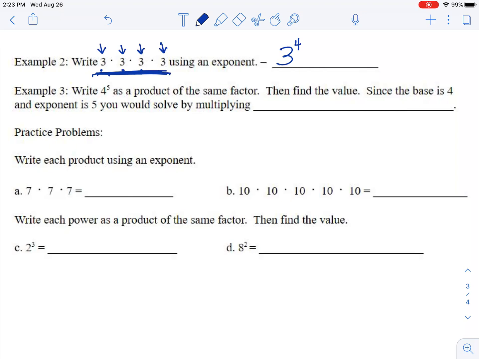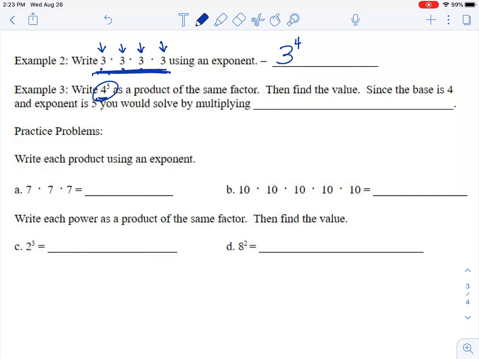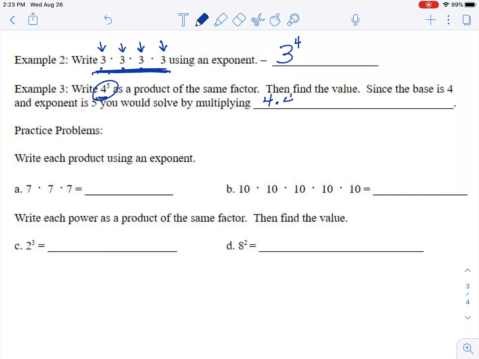Okay, the next example says, write 4 to the 5th power as a product. That means a multiplication problem. Then find the value. Since the base is 4 and the exponent is 5, you would solve it by multiplying. So guys, what's going to be multiplied over and over and over again? Right, the 4, because that's my base. How many 4's do I need? 5 of them. 1, 2, 3, 4, 5.